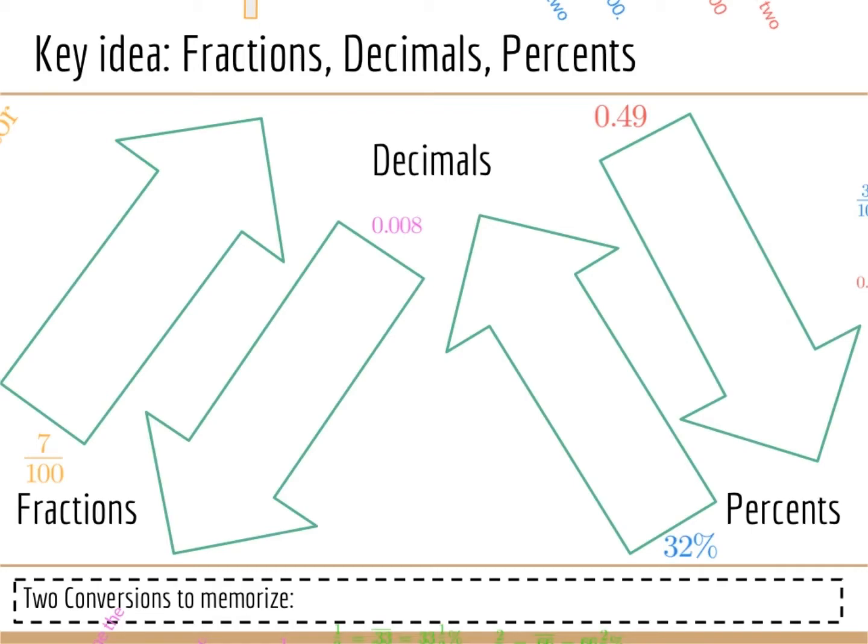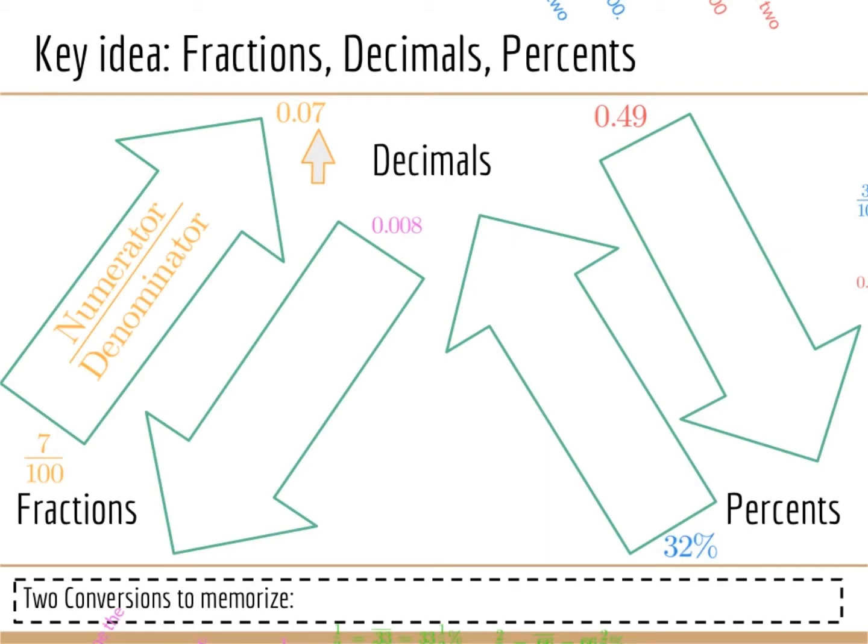And the easiest way to do this is to take my numerator and divide it by my denominator, or divide the top by the bottom. So I'm going to take my calculator, I'm going to divide 7 by 100, and when I do that, I end up with 0.07, or 7/100ths.